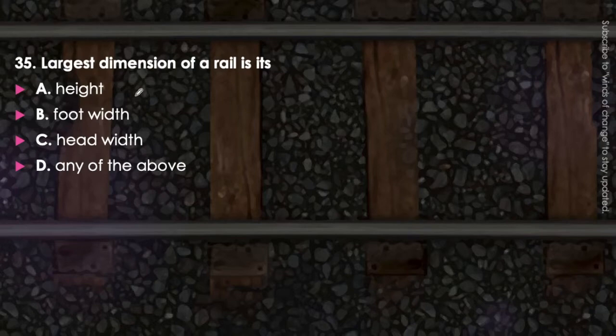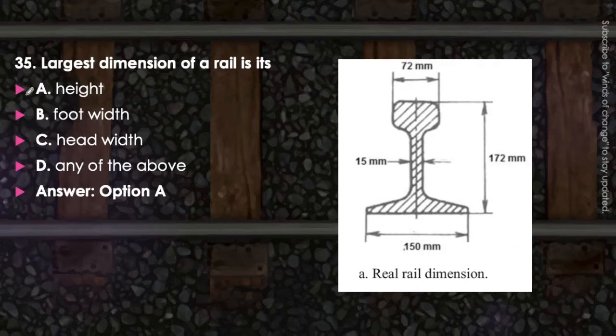Next question. Largest dimension of the rail is its height, foot width, head width or any of the above. This is an easy question. If you have seen the cross section of a rail, then you can easily determine it. The largest dimension of the rail is its height, so option A is the correct answer. This is the standard rail dimension for broad gauge track. Height is 172 mm. Top width is 72 mm. Width of web section is 15 mm. And width of the bottom section is 150 mm.